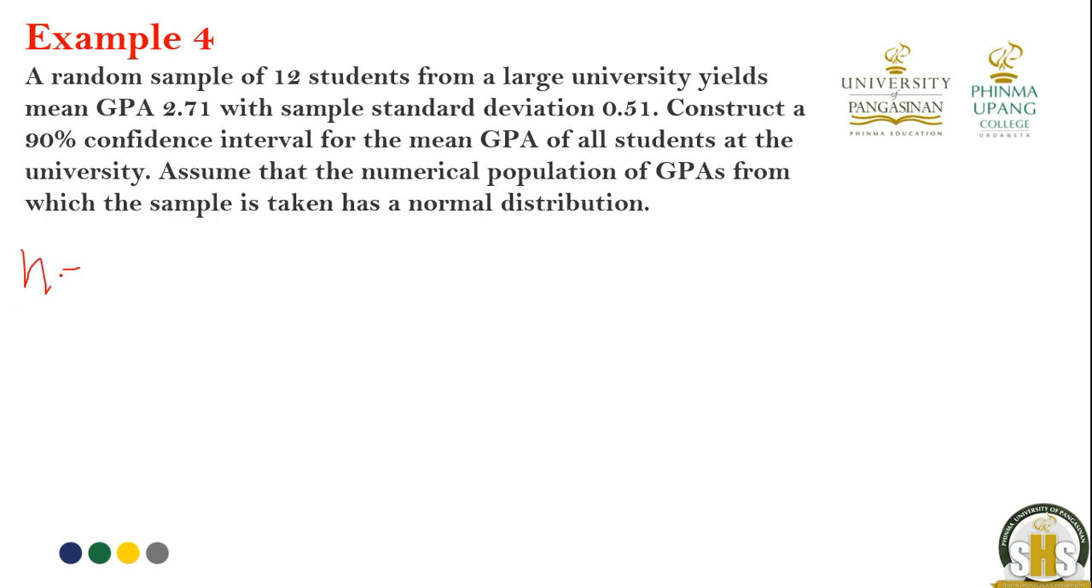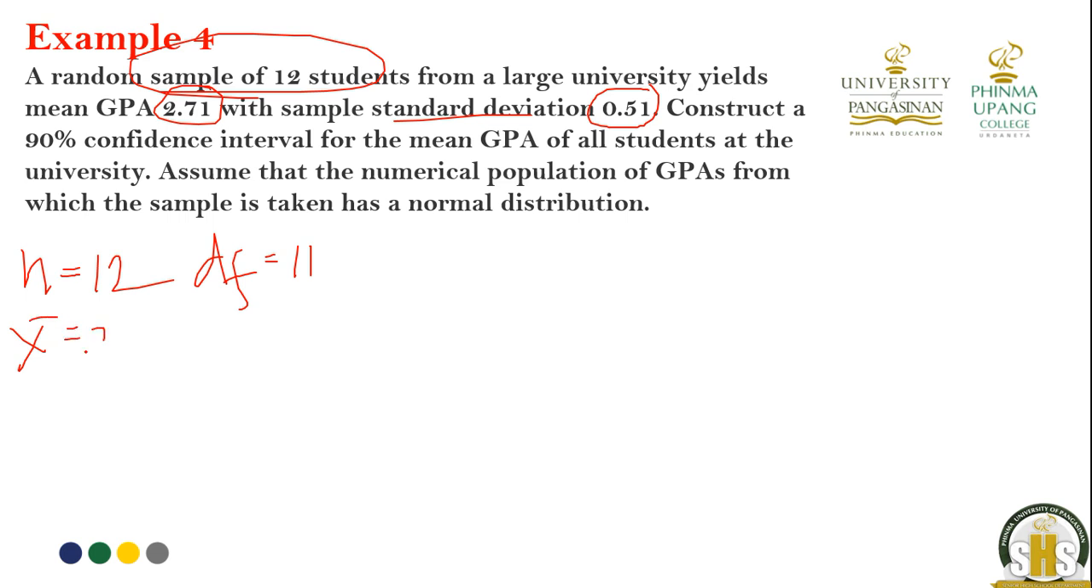Of course, what is your n? According to the problem, sample is 12. Your DF, of course, is 11. And we have 0.51 for standard deviation and 2.71 for the mean. Sorry, mali yan. Dapat s lang kasi unknown si standard deviation ng population. So 0.51. Then we have 90% confidence level. Of course, since 90% yan, 10% naman ng kanyang two-tail na alpha. So, hanapin na natin si 11 ng 90%.